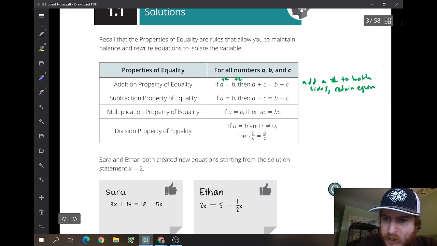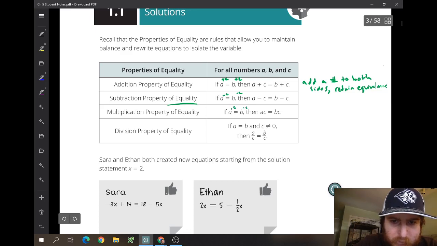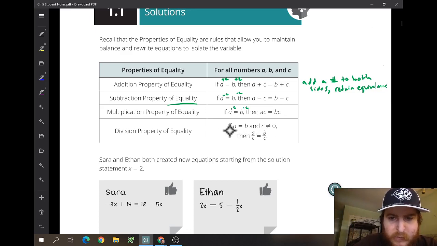Okay, so we retain equivalence, meaning that both sides are still equal. Same thing with subtraction. If we do minus c and minus c, we get a minus c equals b minus c. It's still a property of equality because both sides are still equal. If we multiply both sides by c, we get a times c equals b times c. They're still equal. And if we divide both sides by c, a divided by c and b divided by c, we get a over c equals b over c.